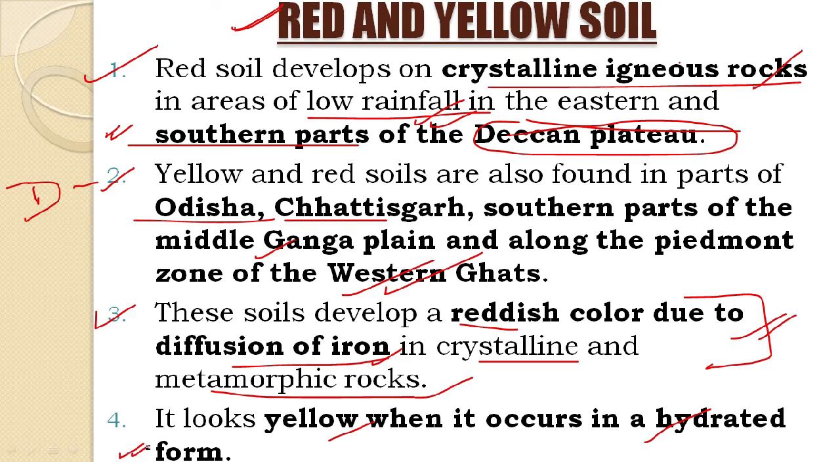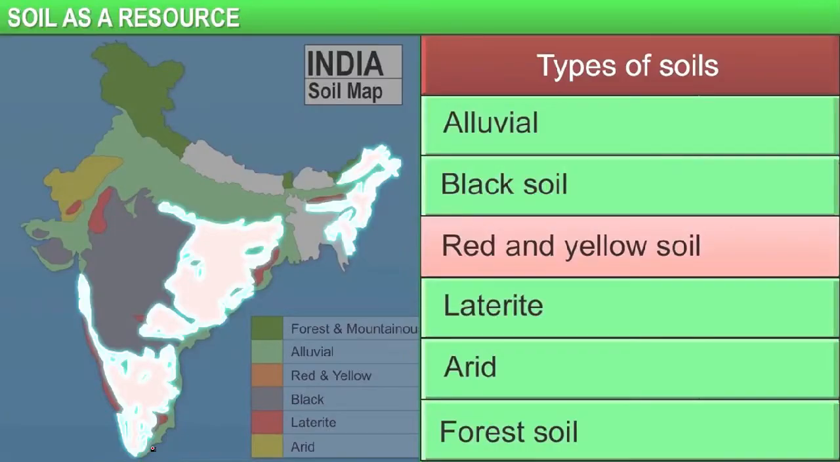Clear? So you know the basic difference between the color of this soil to be yellow and to be red, when it becomes yellow and when it becomes red. When iron is diffused in this soil, it becomes red. That is the basic nature of iron, and it looks yellow when it gets hydrated.